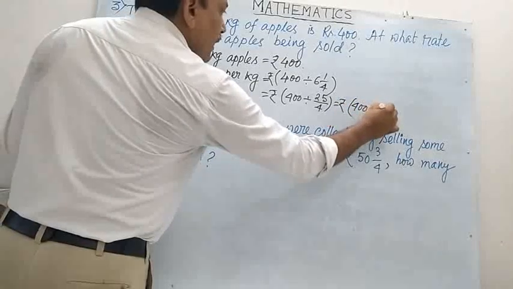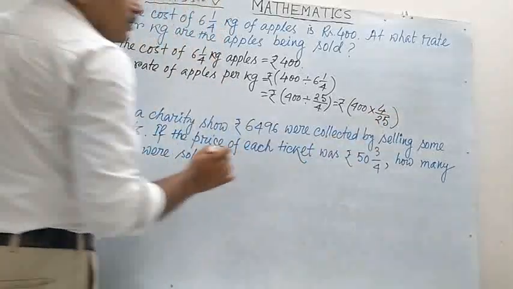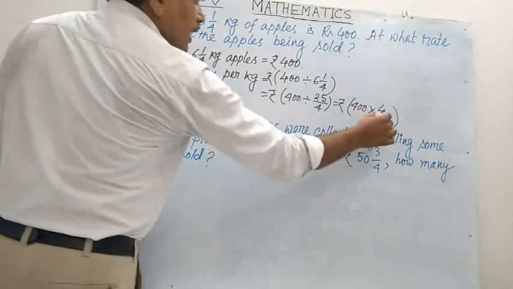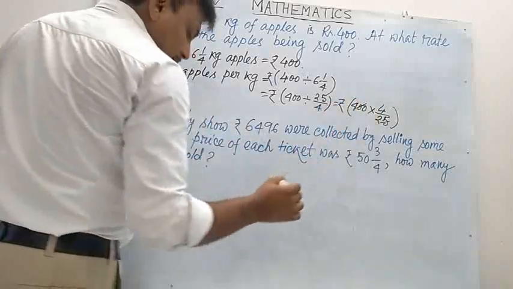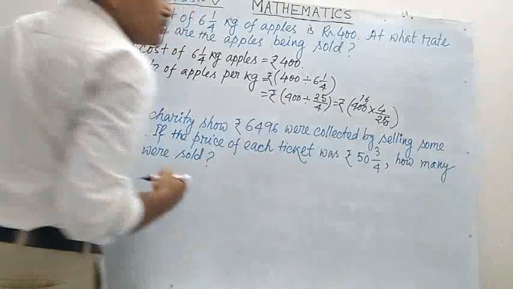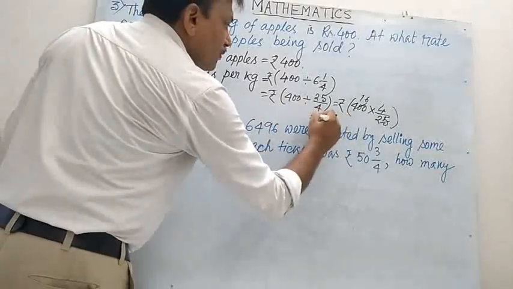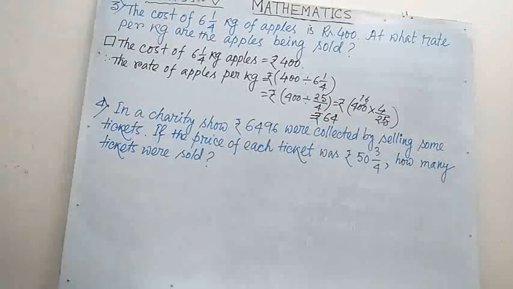400 multiplied by 4/25. Now if you cut, you will get 16 here. So 4 into 16, that is 64 rupees. So the rate of apples per kg is rupees 64.